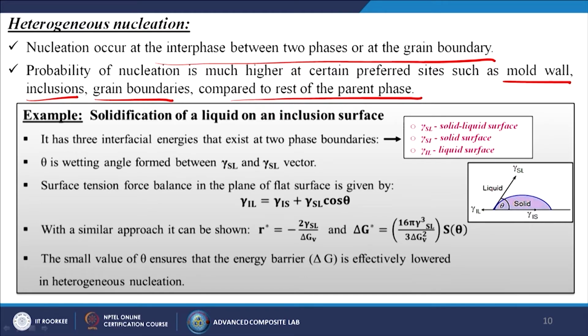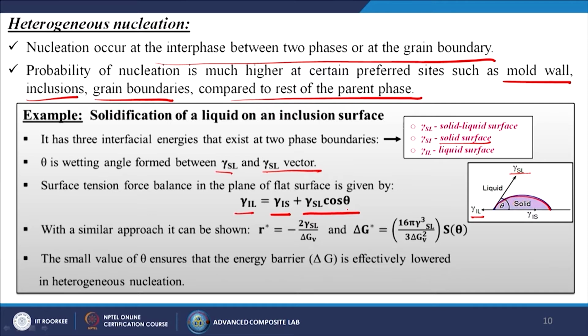Suppose we have that liquid and solid, and then these surfaces are known as gamma IS, which is the inclusion solid surface, gamma IL, which is the inclusion liquid surface, and gamma SL, which is the solid liquid surface, this one. So, now it has three interfacial energies that exist at the two phase boundaries. Theta is the wetting angle formed between the gamma SL vector and the surface. Generally we measure it by contact angle measurement. The surface tension force balance in the plane of the flat surface is given by gamma IL is equal to gamma IS plus gamma SL cos theta.